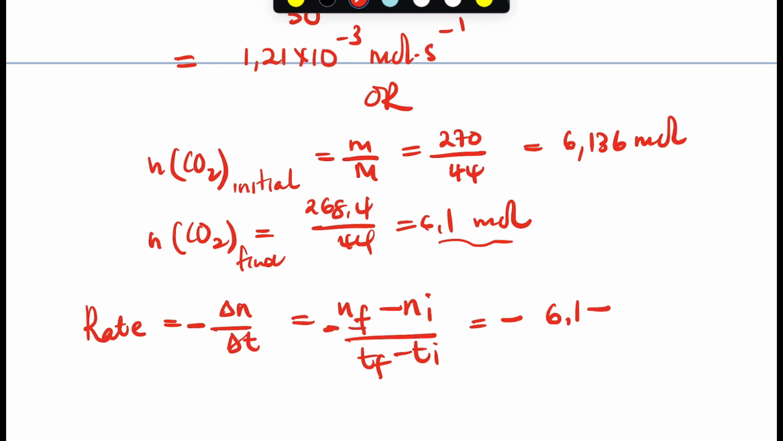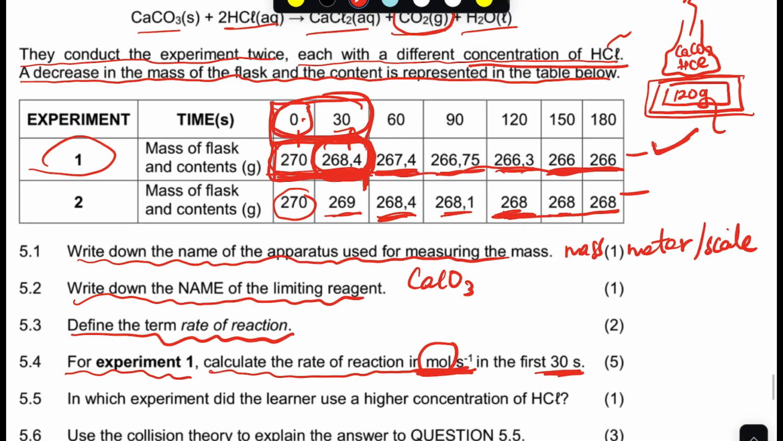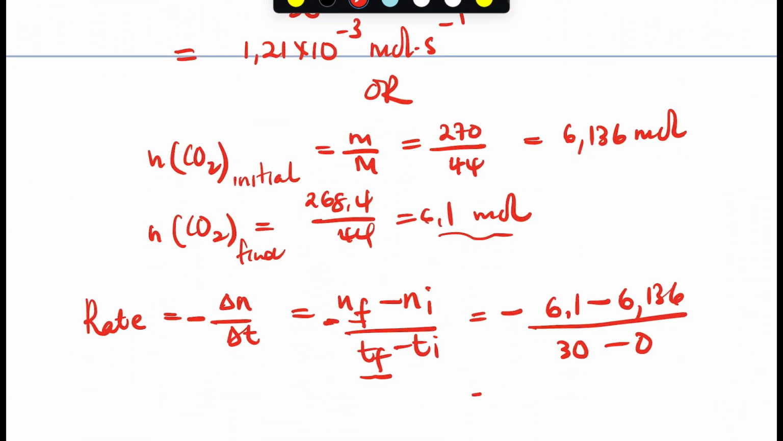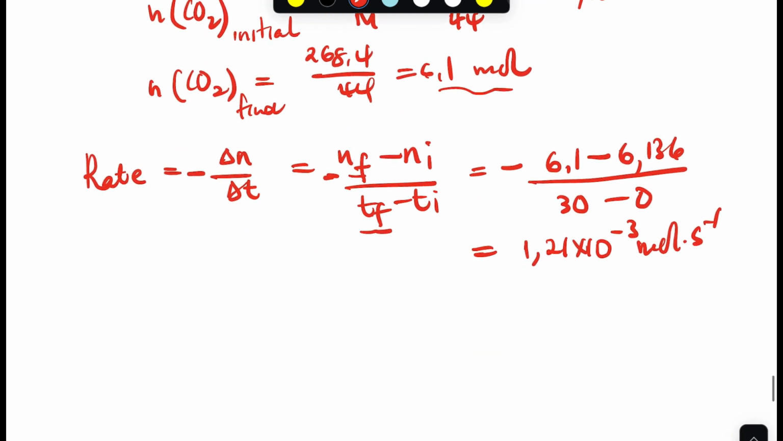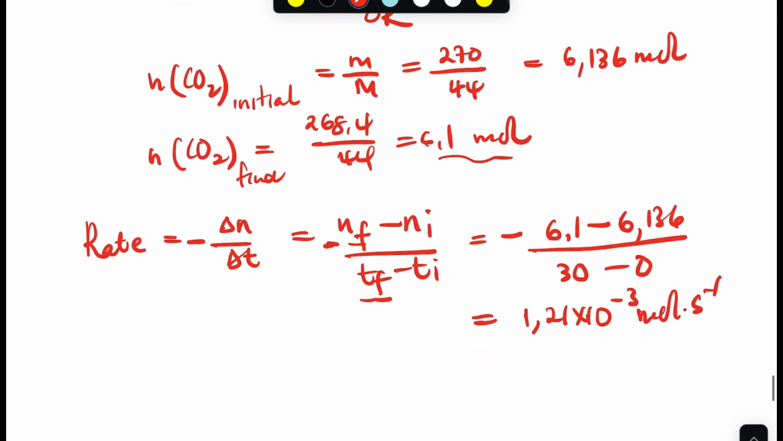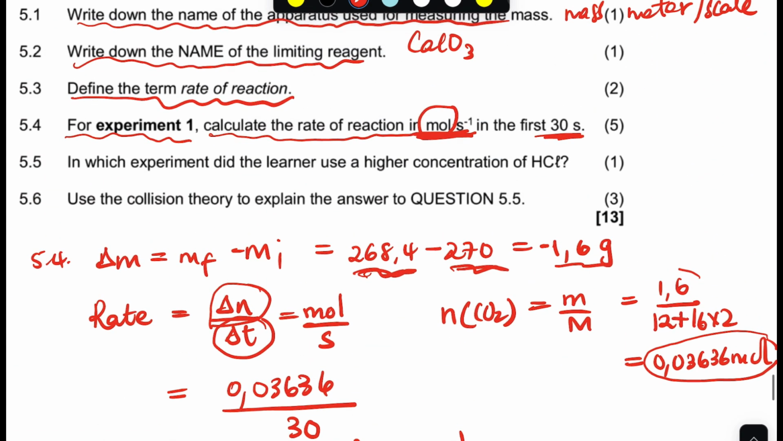Negative 6.1 minus the initial, which is 6.136. And then the time, the T final, it's what? It's 30 seconds. The T initial, it was what? It was 0 minus 0. So it's going to be the same answer, which is 1.21 times 10 to the power negative 3 mole per second, right? This is the easy method. It's a straightforward method, right? Let's go to the next question.